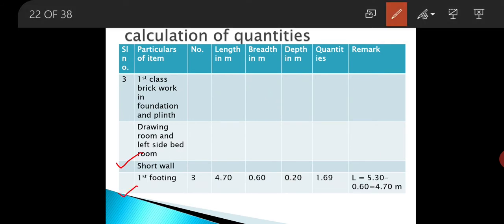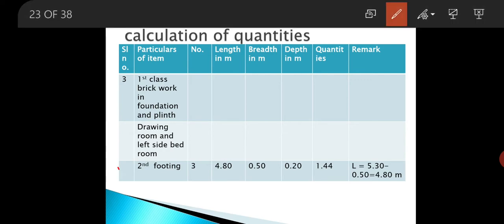Short wall, first footing, there are 3 numbers of short wall. So length will be 5.3. From the center to center length, subtract half of the width of the first footing from both the sides, which is equal to 1 width of the first footing, that is 4.7 meter, width is 0.6, depth is 0.2. That is the width and depth of the first footing. So by multiplying these three, we will get the quantity as 1.69 cubic meter.